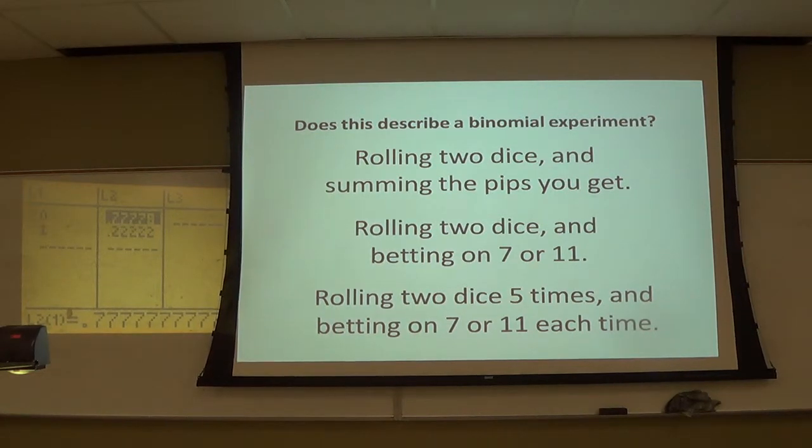How would that change the distribution now? Each time betting on 7 or 11. Would your L1 column just go from 0 to 5? Boom! Everybody hear that? Jenny, say it nice and loud. The L1 column would just go from 0 to 5?